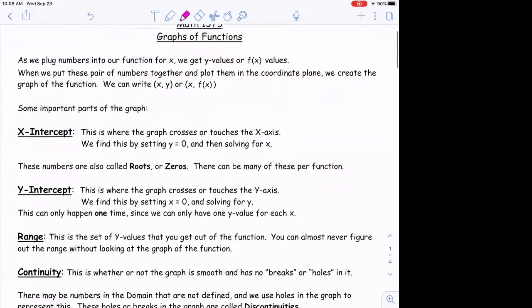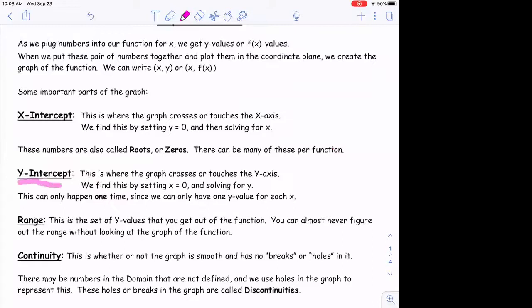There's also the y-intercept, where the graph crosses the y-axis. You can only have one of these. You can't have a graph cross the y-axis twice. That wouldn't be a function, right? That would mean that when you plugged in x is 0, you got y equals 2 and y equals -2. That can't happen. That's not what a function is. That's not how a function works. So you can only have one y-intercept. Your graphs will never have more than one of those.